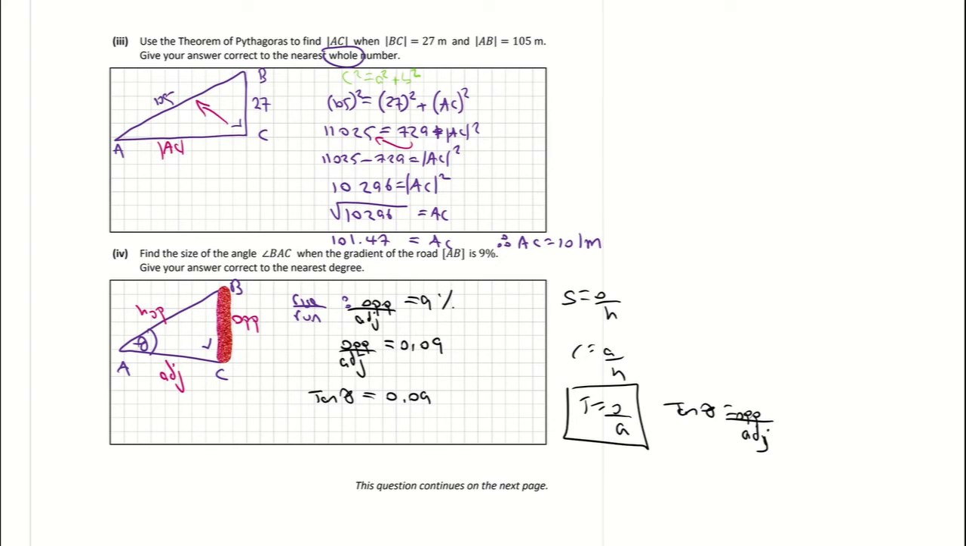To get theta on its own, we do the inverse of tan because it has to be moved over. So it's tan inverse of 0.09, which is giving me an angle of 5.14 degrees. The question wants it to the nearest degree, so 5 degrees.